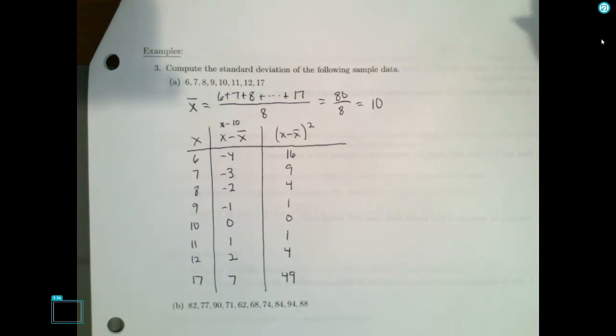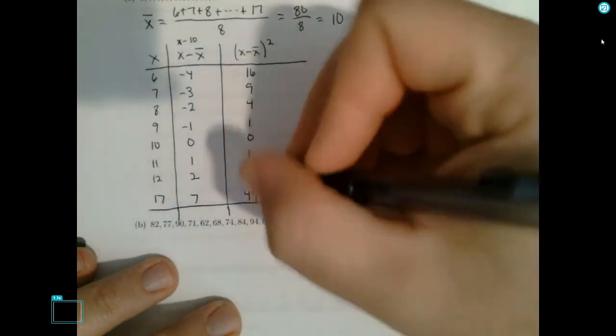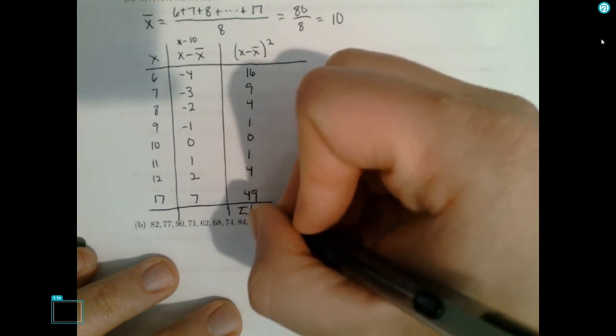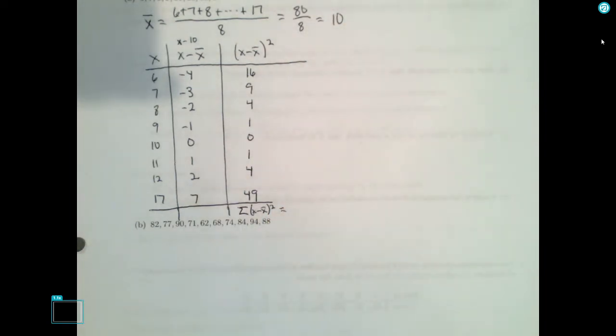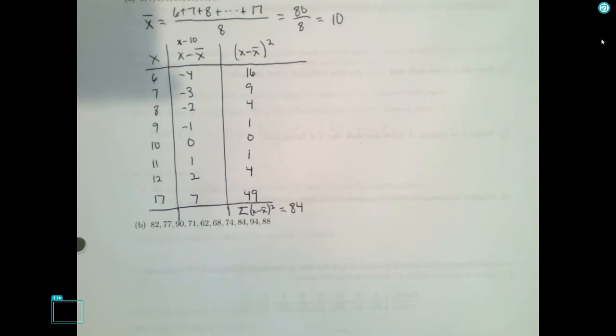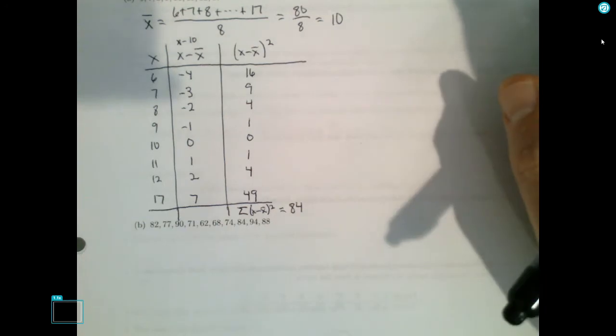Okay? So then the last thing that you need to do, and I've kind of run out of space, but then you total up these ones. So you say the sum, the total of all of these squared deviations is going to be 16 plus 9 plus 4 plus 1 plus 1 plus 4 plus 49, which is 84. Okay, so it's 84. Now that's not the standard deviation, but you're most of the way there. You're almost there now, right?